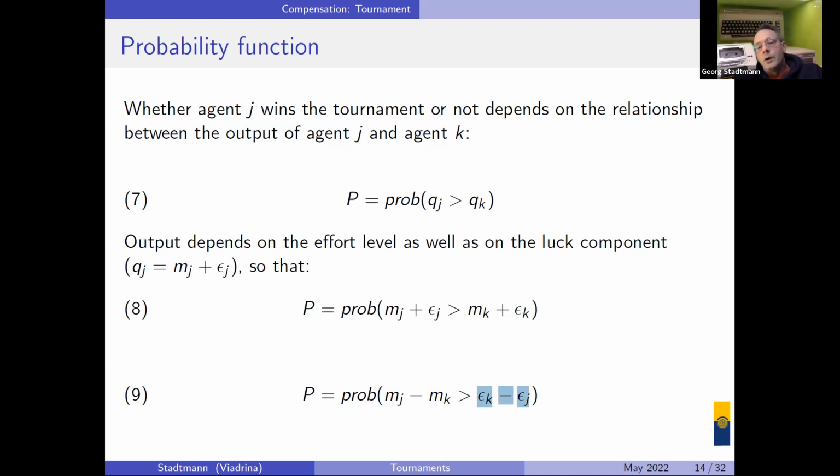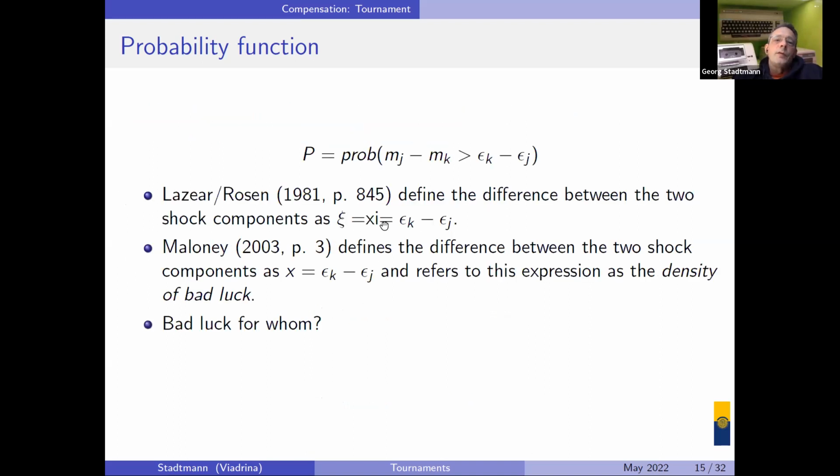So in case that epsilon K is larger than epsilon J, then the luck component is in favor of agent K. So like a positive error term is good. A positive error term will lead to higher output. Okay, let's proceed with this probability function.